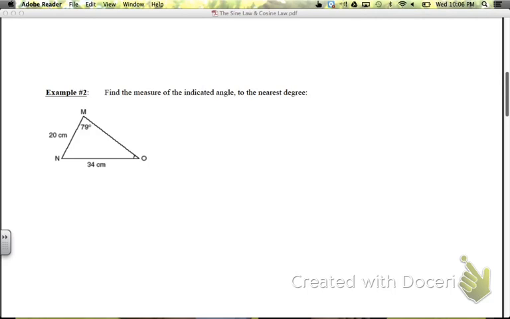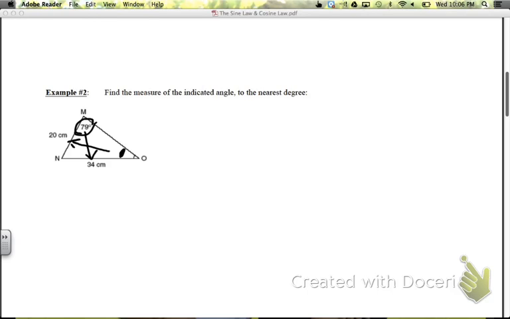So now let's look at example 2. In example 2, we want to find the measure of the indicated angle to the nearest degree. It's hard to see here, but your indicated angle is angle O. I want to find angle O. I have its corresponding side, which is 20 centimeters. And then I have another angle here, which is angle M, which is 79 degrees, and I have its corresponding side. So I have enough information already to go ahead and use our sine law.